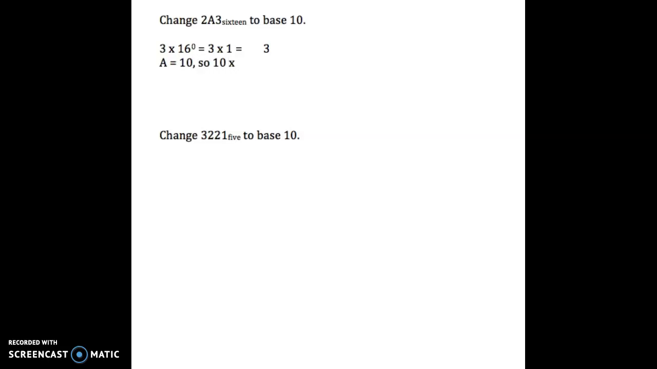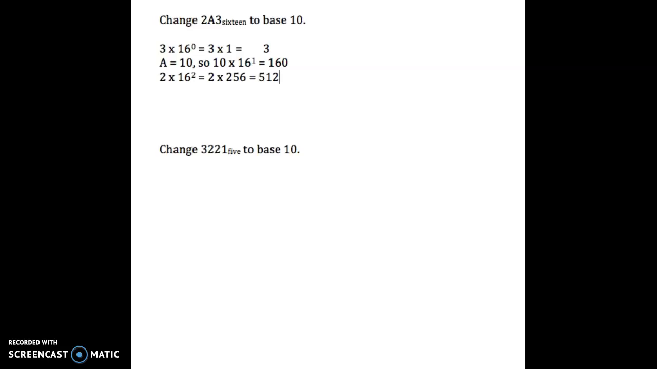I have 10 times 16. Now I'm one place over, so this is 16 to the first power, which is 10 times 16, 160 in base 10. The next place, I'm going to have the second power of 16. 2 times 16 squared. Well, 16 squared is 256. 2 times 256, base 10, is 512.